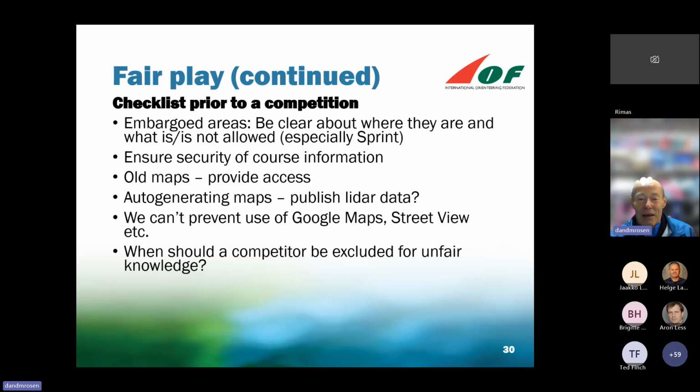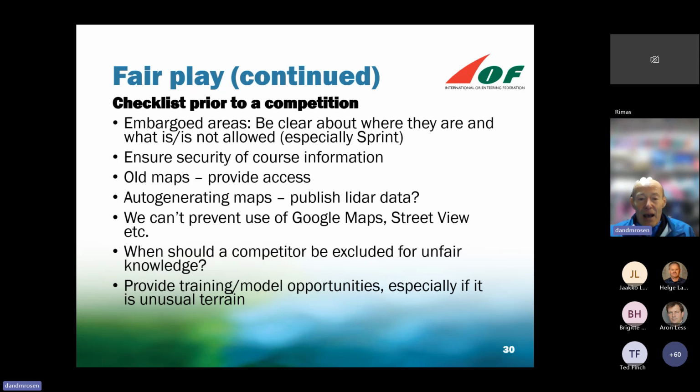And I was told that that was really very unfair on those competitors because back in July, they hadn't known that they were running in an area where a world ranking event was going to take place. But it would be unfair on the other competitors if they were allowed to compete because this is quite a small area being used for middle distance, and actually the event in July pretty much covered the same area. So sometimes you just have to be tough, and if competitors do have too much knowledge, then they can't compete. And especially if the terrain is unusual, then provide training and model opportunities.